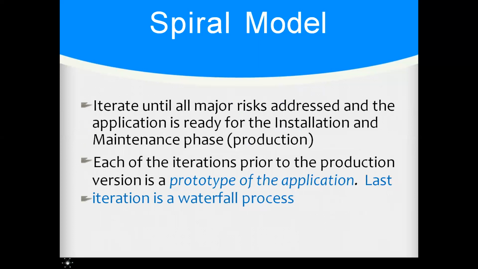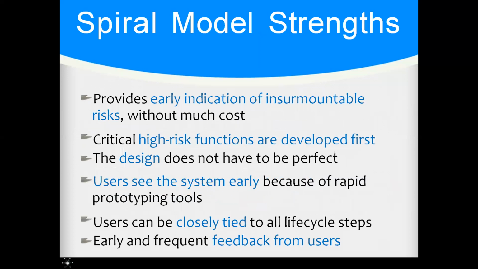Then let's go to the spiral model strengths. Number one is that it provides early indication of insurmountable risk without much cost. What that is explaining to us in a nutshell is that you have the capacity to determine the cost that you spend. You might overlook requirement gathering and go to the next stage because you feel your requirements are still relevant. So critical high-risk functions are developed first.